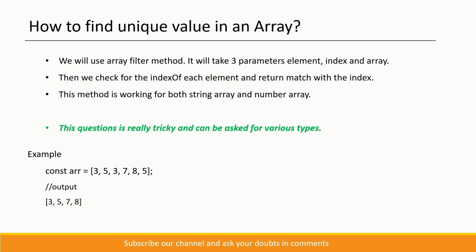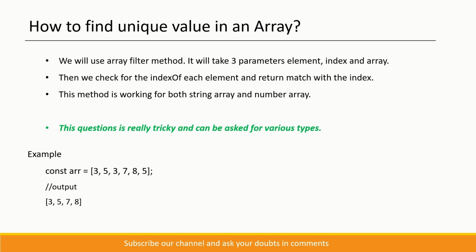Then first we will check the index of each element and match that element with that index. If it is matching, then we will return that element. If it is not matching, we need not return that element, because only if the current index and the index of that value are equal is it a unique value. So this is how we achieve this scenario in JavaScript. This method works for both string and number arrays.